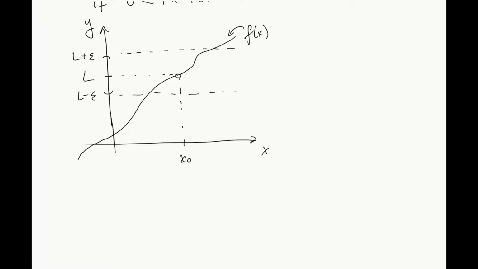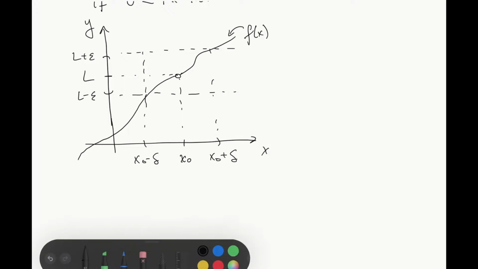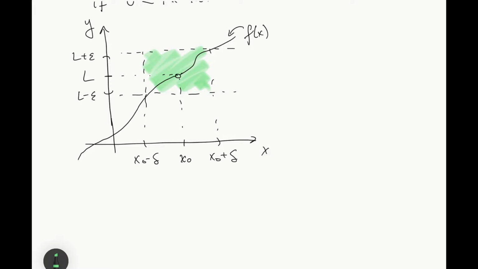And so in the case of x approaching x naught, we're also defining an interval, say x naught plus delta and x naught minus delta. So in a way, we are able to put our function into this box. We are able to put bounds on where we expect to find our function at a certain point.